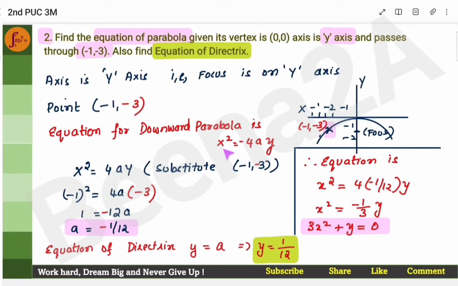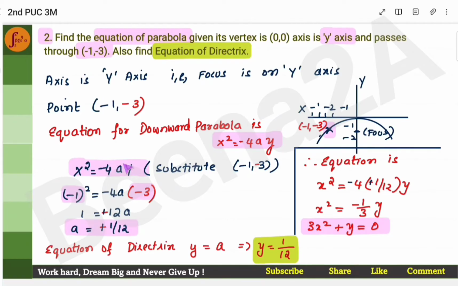And what is the equation for a downward parabola? It is x square equals minus 4ay. This is the equation. Now, I don't know what the value of a is, right? So what I will do, the point is given, minus 1, minus 3. I take the same equation and substitute the x value and y value from this point, minus 1 and minus 3. Once I substitute, I'll get a value, which is 1 by 12.